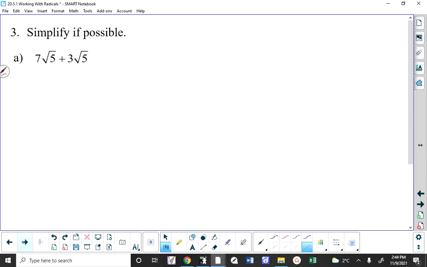Simplify if possible. What on earth does this mean? I mean, it's just numbers and roots, but if I had 7 puppies and I added 3 puppies, I'd have 10 puppies. I'm not trying to talk down to you. I'm not trying to be sarcastic. I'm being sincere. If I had 7 puppies and I added 3 puppies, as well as an enormous amount of happiness in my life, I would have 10 puppies. When we see 7 times root 5 plus 3 times root 5, that means 7 root 5s plus 3 root 5s. You know, not nearly as entertaining or life-fulfilling as puppies, but you have this.